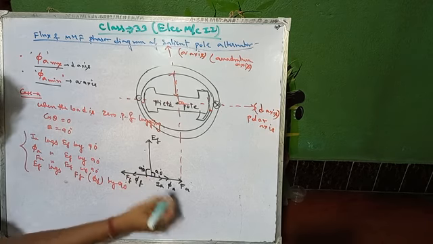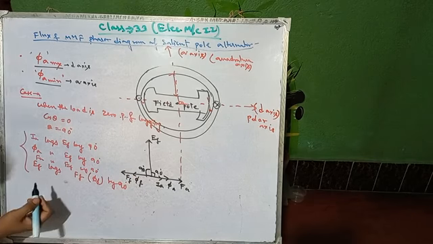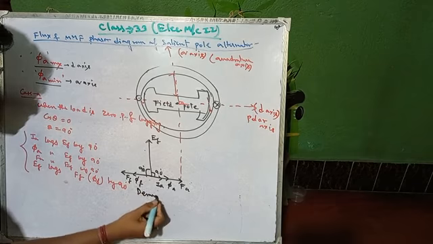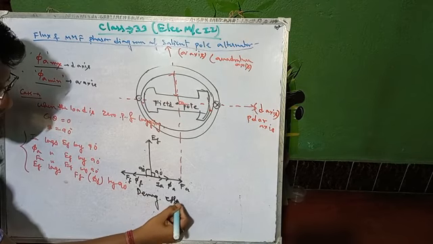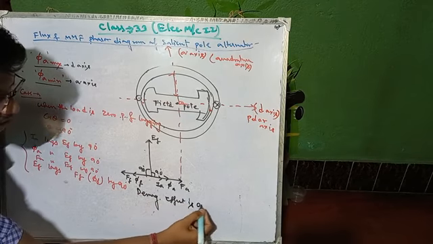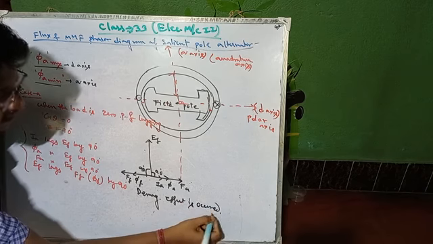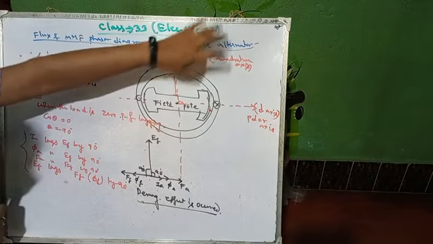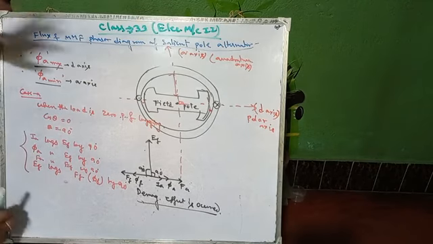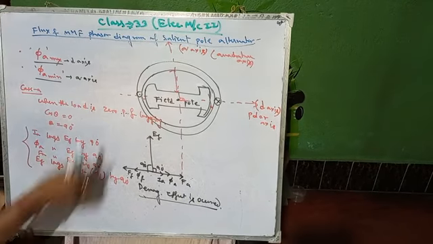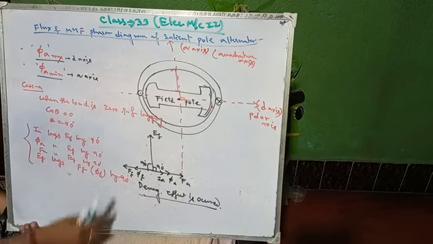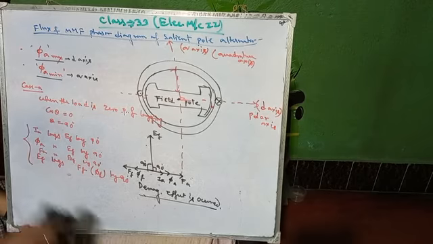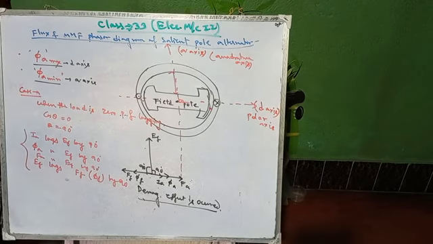So here the demagnetization effect occurs. When the salient pole rotor alternator is loaded with zero power factor lagging load, there will be a demagnetization effect. Okay, so now I will move on to case number 2.